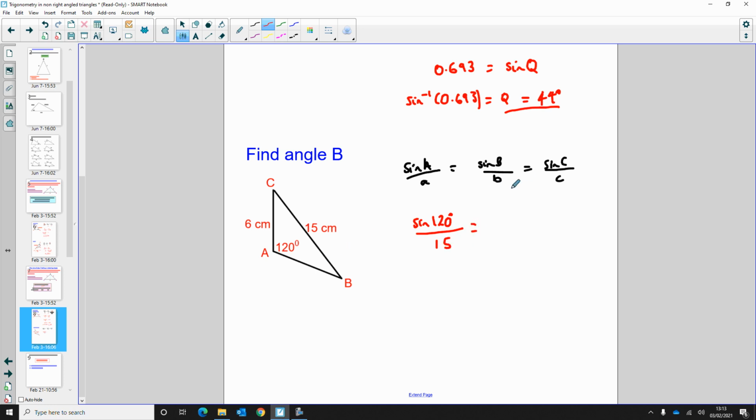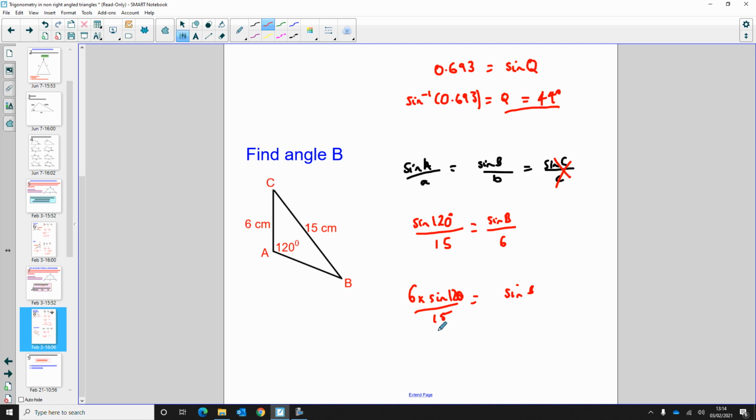Well, we don't know angle B. That's what we're trying to find. And the side B is going to be 6. And then we haven't got information for either of the C's, so we can ignore them. Okay, so again, sine B, the B is the thing we want, so we're going to need to multiply this side by 6. So we get 6 times sine 120 all over 15 is equal to sine B.